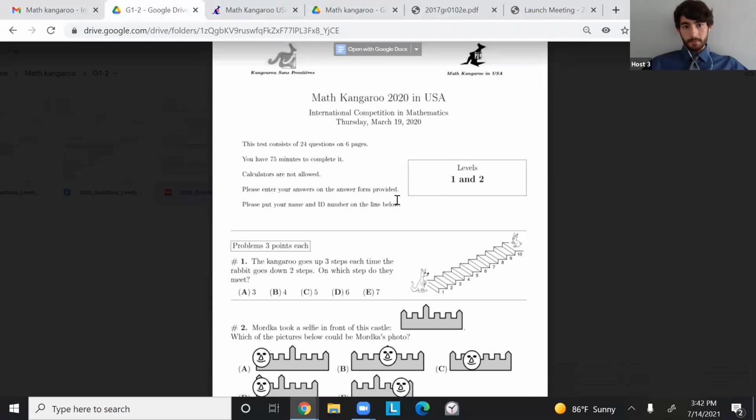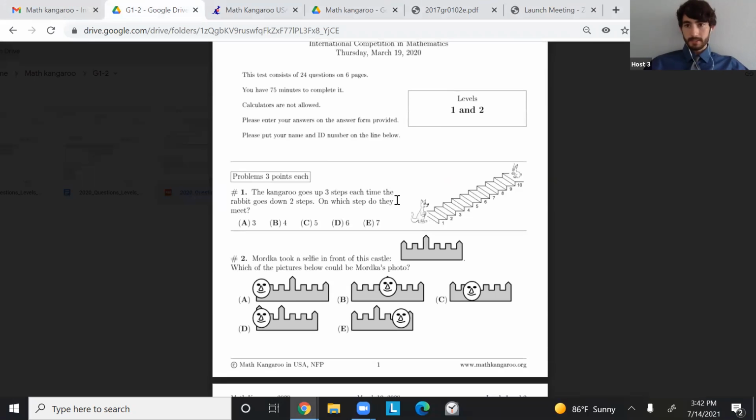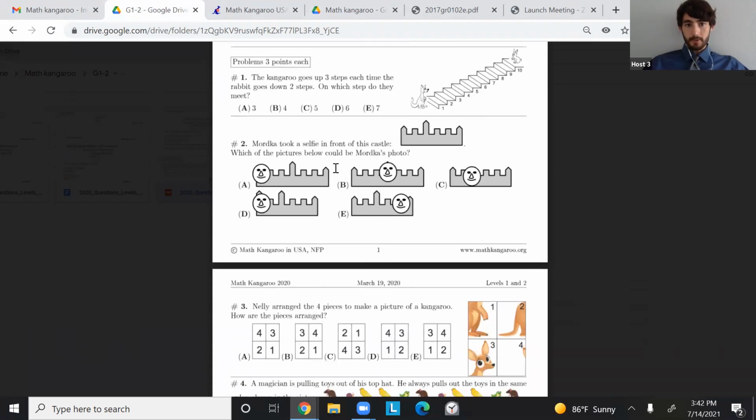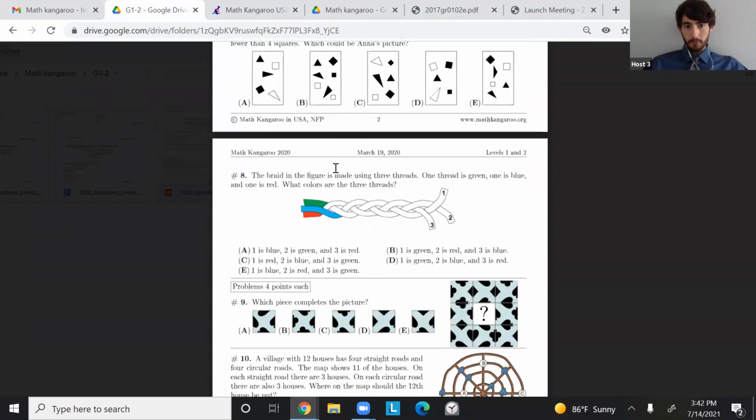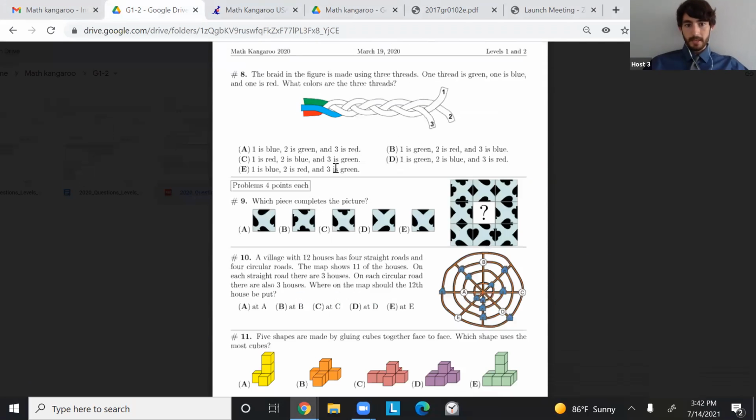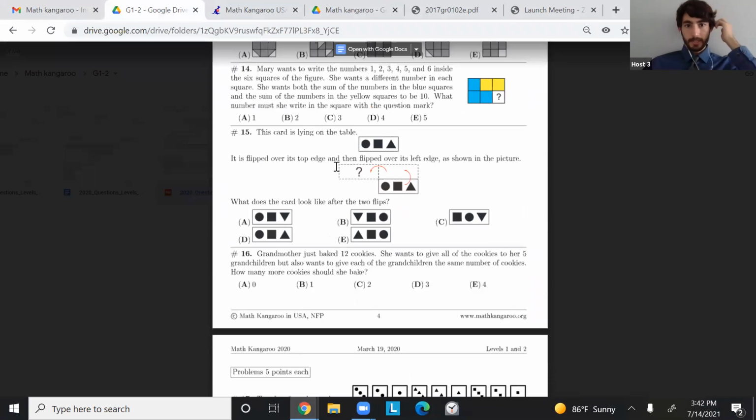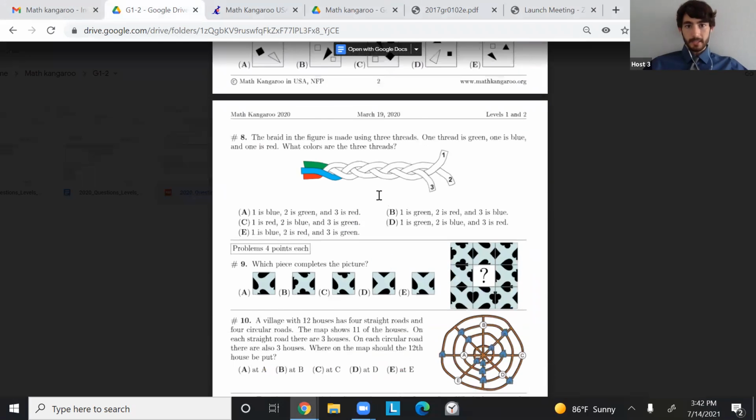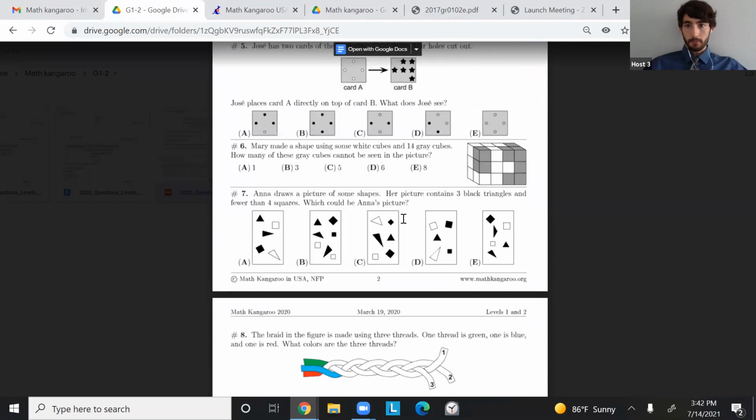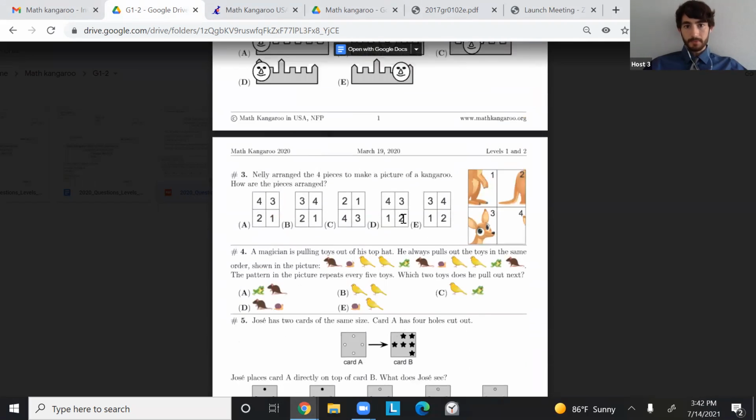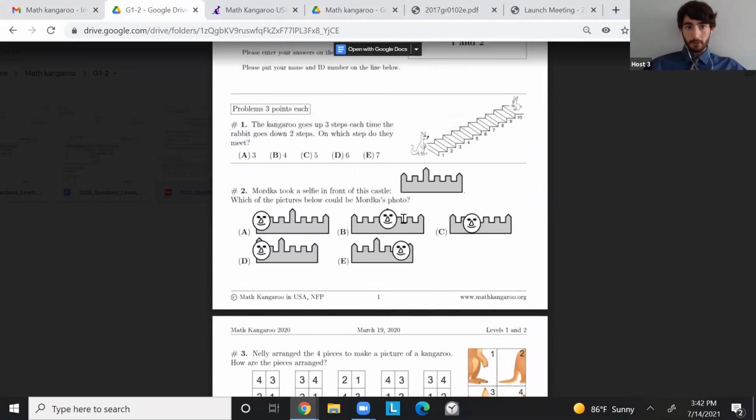So essentially, the Math Kangaroo exams go up in difficulty. They start out with 3-point questions, then go to 4-point questions, and then end on 5-point questions. So it's almost like as you go on, it gets harder. Generally, I like to let students look at some of these problems ahead of time for homework. And then the following class, we look at what they had for homework.